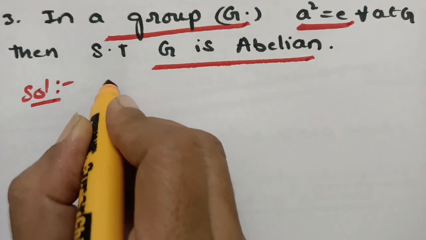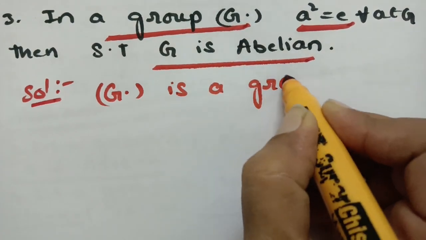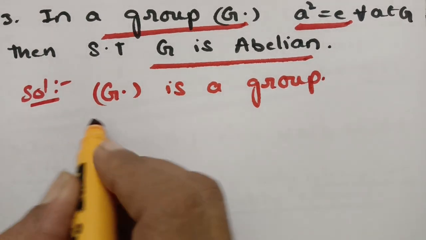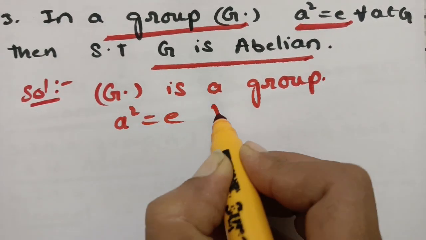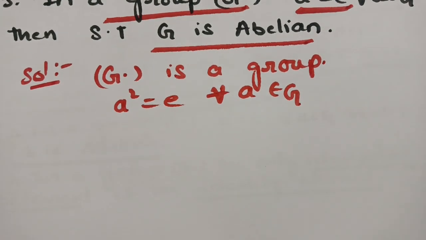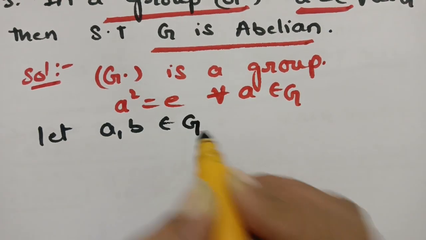And now see here, what is given? G dot is a group. Clear? So if it is a group, all the four properties are satisfied. And it is also given that A square is equal to E for every A belongs to G. These are the two conditions given, and we have to now prove that G is an abelian group, and again we have to show it's a commutative law. And see, if I take two elements from this group G, let A comma B belongs to G.